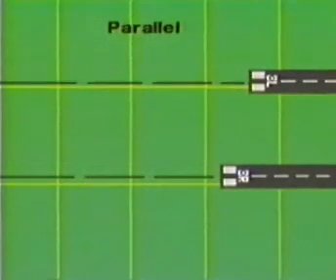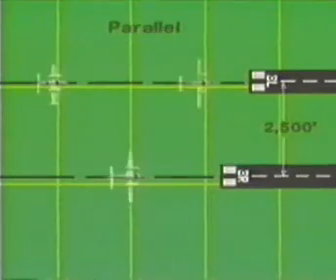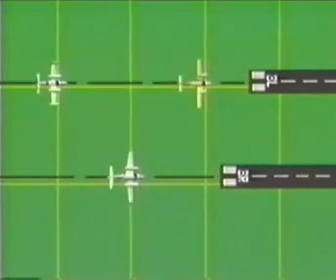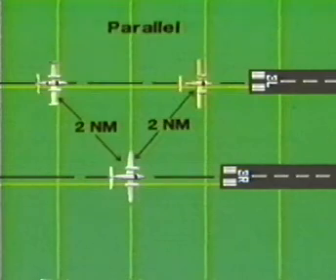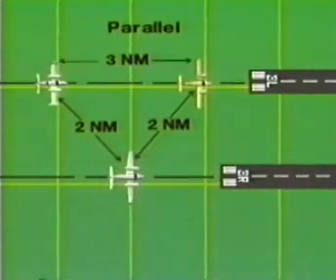In contrast, parallel ILS approach procedures may be used with only 2,500 feet between the center lines. However, with these approaches, the aircraft are staggered. This provides a minimum of 2 nautical miles radar separation between successive aircraft on adjacent localizer courses and a minimum of 3 miles radar separation from aircraft on the same localizer course.